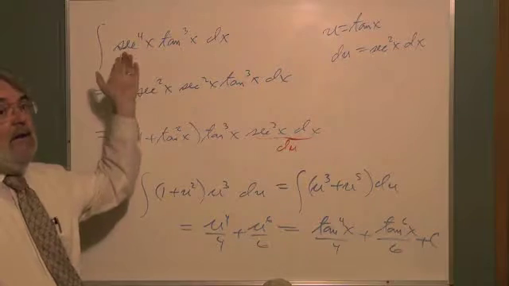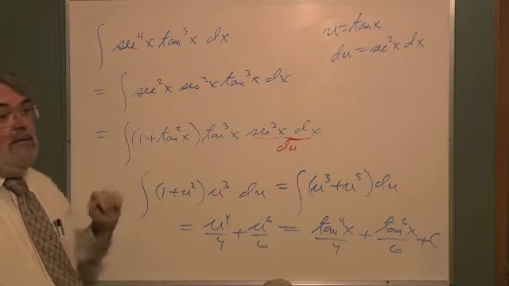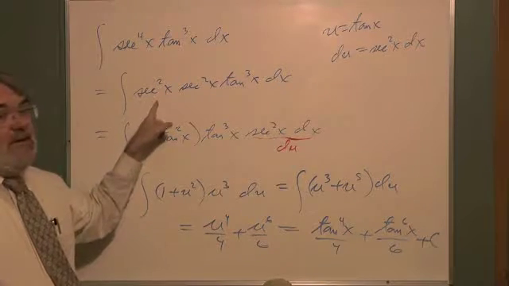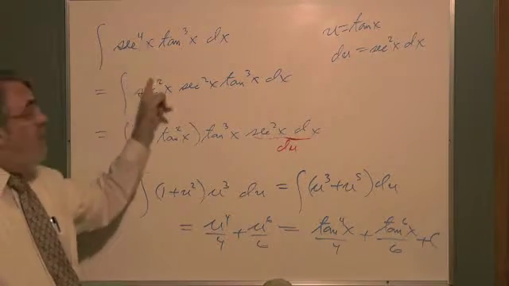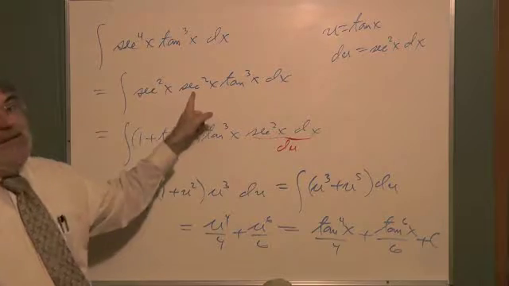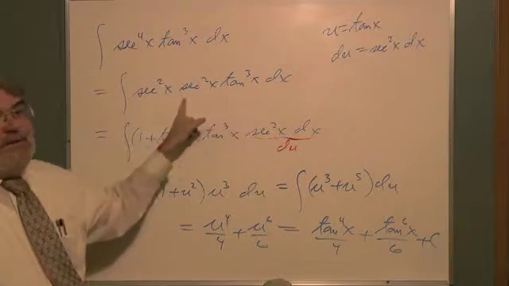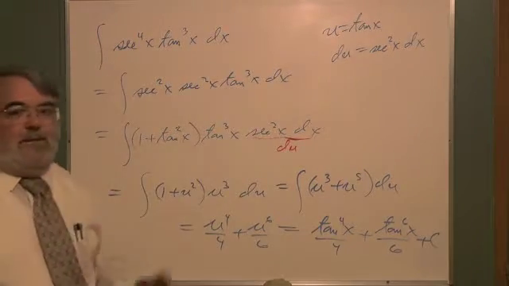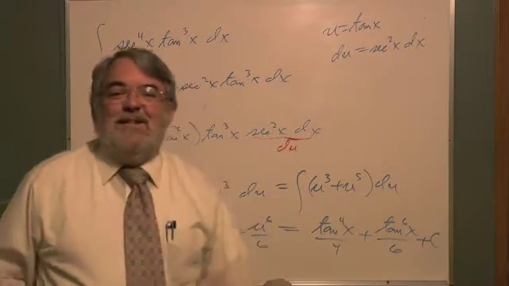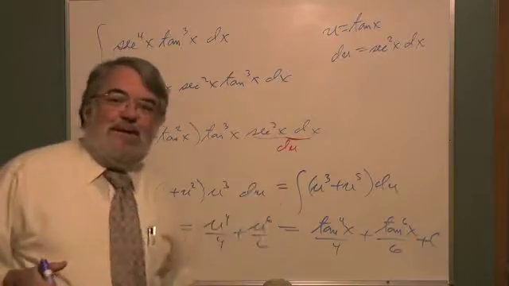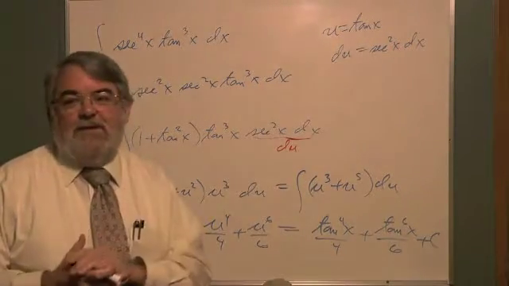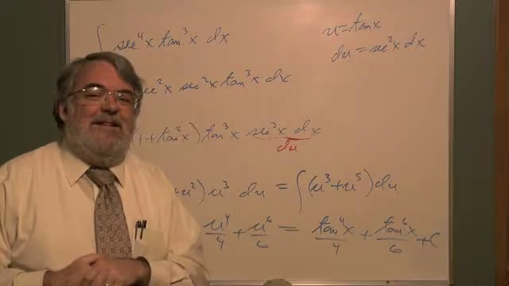So that was the secret here. If you have an even power secant in your problem, then make sure you keep out a secant squared. Turn all the rest of it into tangents, and let tangent be your substitution variable, and things will work very smoothly like this. So this one's not so bad, is it? All right, let's go on to a different case of the secant tangent functions.